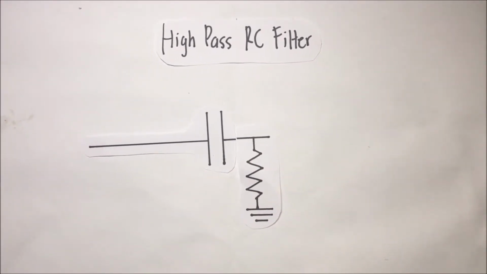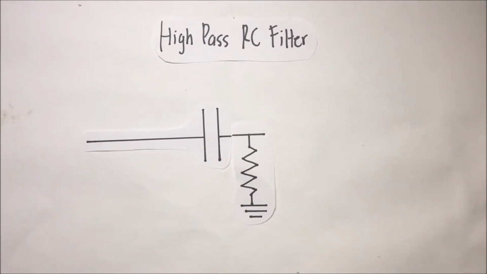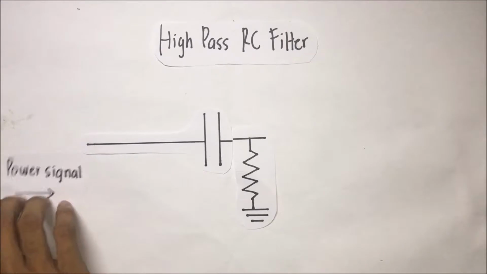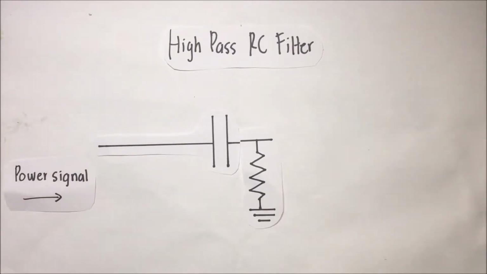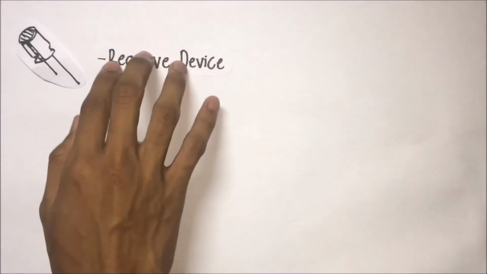To create a high-pass RC filter, the capacitor is placed in series with the power signal entering the circuit. This is a high-pass filter. As a capacitor is a reactive device, it offers resistance to signals of different frequencies entering through it.